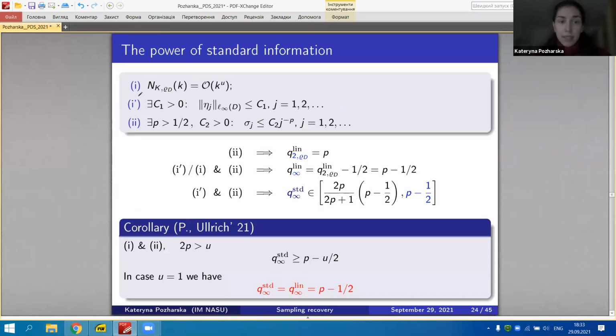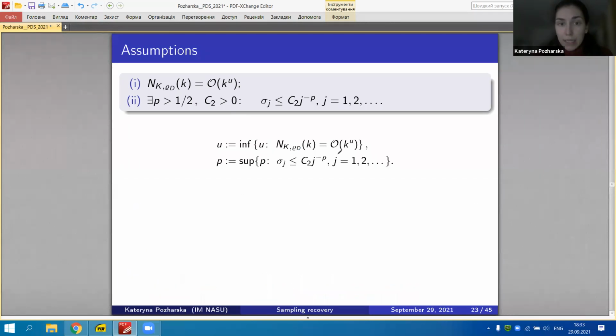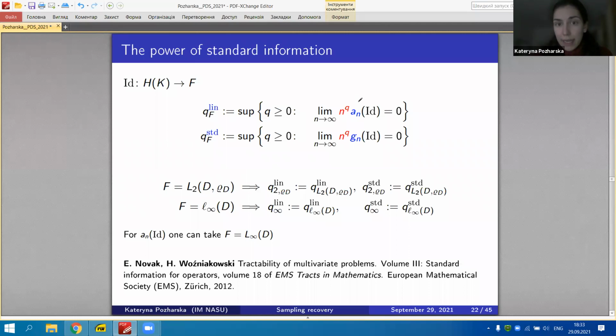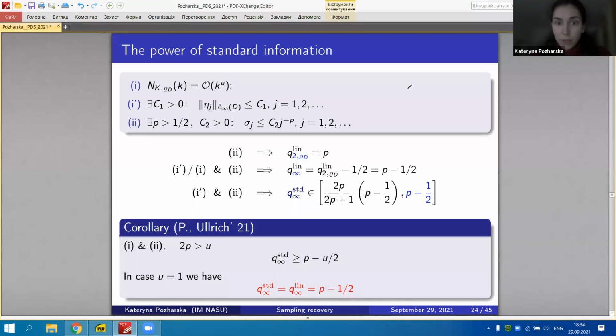And if condition two holds, that is, our singular numbers behave like j to the minus pi, then the power of linear information equals pi. It's straightforward. So if a_n behaves like n to the minus pi, then q equals pi. It follows from the definition of the power of information.